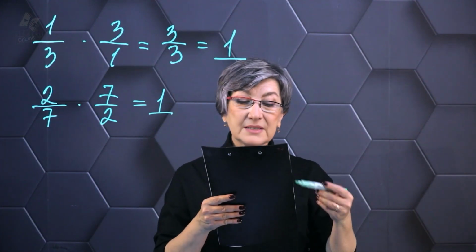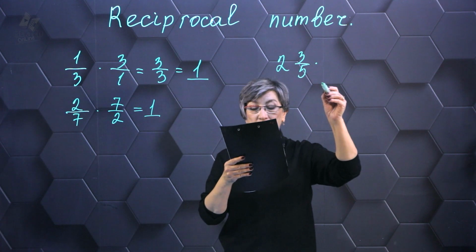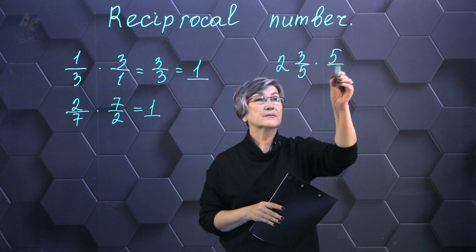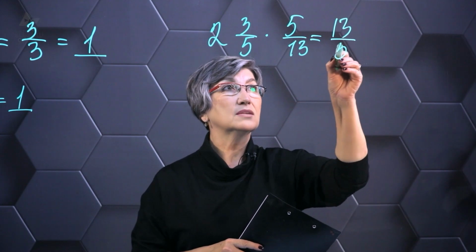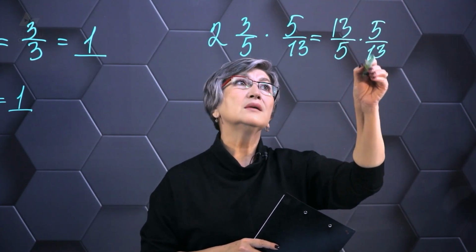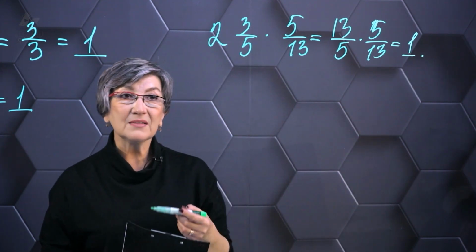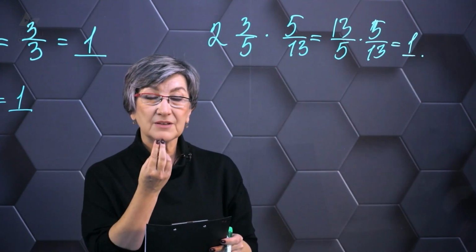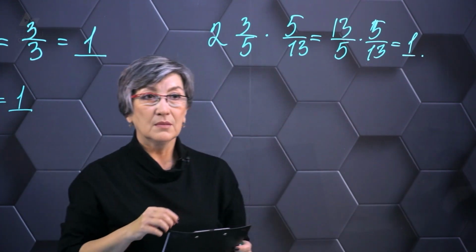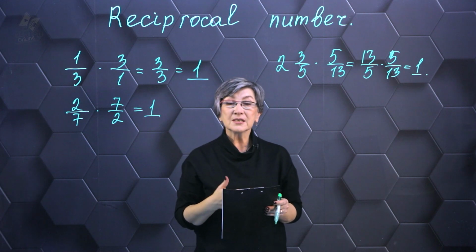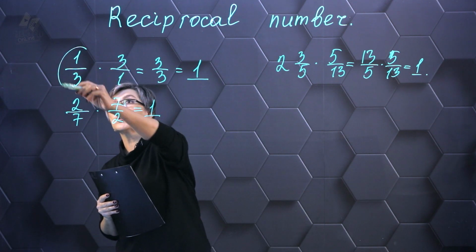Even if I multiply mixed numbers, if I multiply 2 3/5 by 5/13, then the result of the multiplication is 13/5 times 5/13, and that would be 1. So there are these numbers, that is, a pair of numbers that when multiplied give 1. In math, such numbers are called reciprocal numbers.